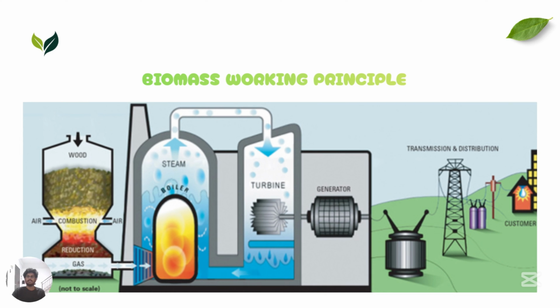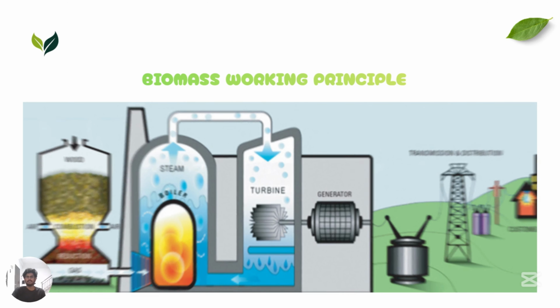This diagram explains the basic working principle of a biomass power plant. Biomass such as wood chips or agriculture waste is fed into the combustion chamber. Air is supplied and the fuel burns to produce heat. The heat is used in the boiler to convert water into high pressure steam. The steam then flows to the turbine, causing it to spin. When the turbine rotates, it drives the generator, which produces electricity. The generated electricity is then sent through transmission lines and distributed to customers. Biomass power plants are important because they turn organic waste into useful energy, reduce landfill disposal, and support renewable electricity generation.